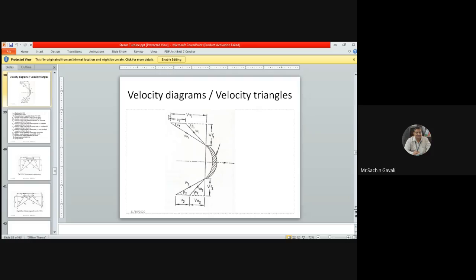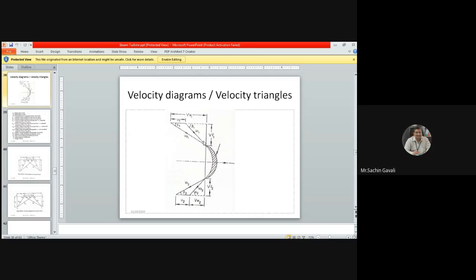VW1 is the whirl component of steam at inlet, meaning the horizontal component of V1, whereas VF1 is the vertical component of this V1 or VA1. And the angle alpha 1 is the angle made by the resultant component V1 or VA1 with the horizontal.